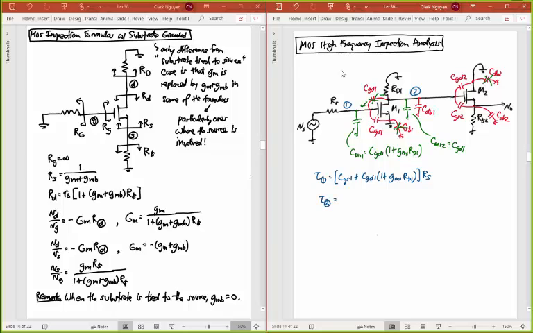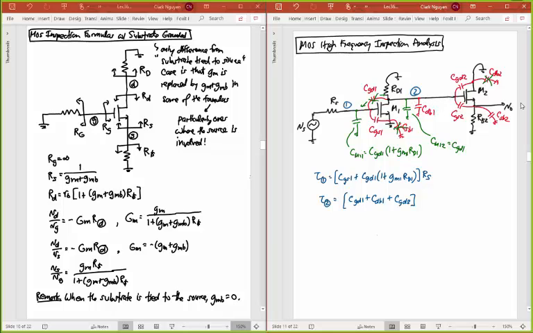Second time constant associated with node 2. So this is just going to be all of the capacitance that I see there. I see a CGD1 coming from that Miller effect. That's going to ground. I see that CDB1 that was also going to ground. And then I see another capacitor going to ground up here, which is that CGD2. That's my capacitance.